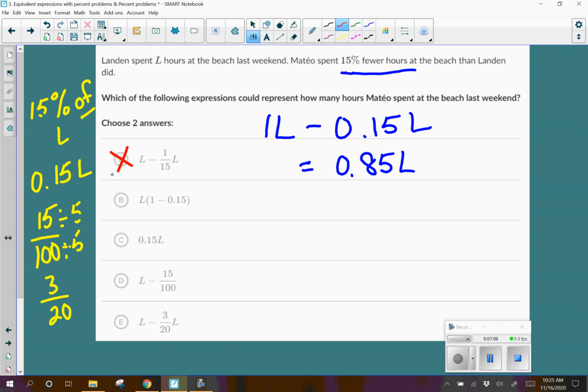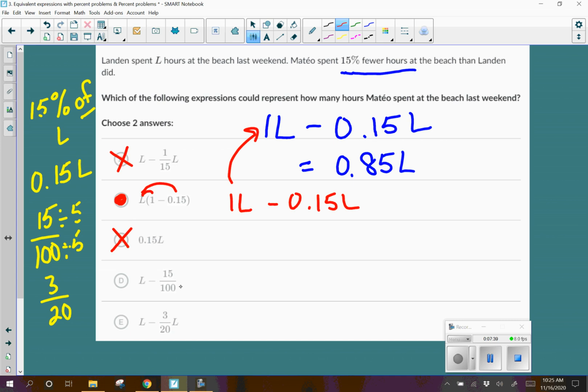The next one, if I were to expand this and do that distribution step, L times 1 is 1L, minus 0.15 times L is 0.15L. Well, that looks exactly like what we have right here. So that means B is correct. 0.15L is incorrect. That just represents the percentage of hours fewer that he spent. We're looking for the total time he spent at the beach.